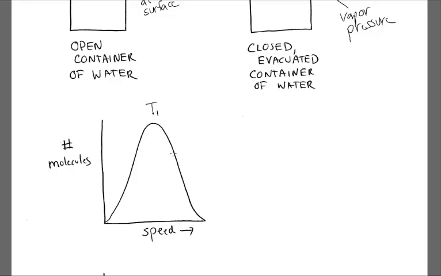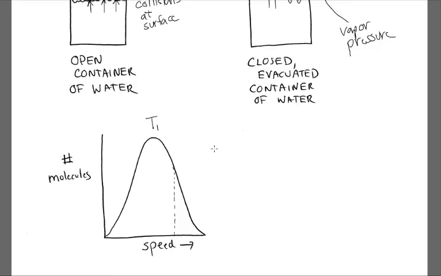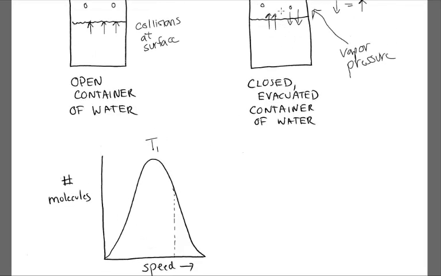And let's say that we pick some speed that a molecule needs in order to have sufficient kinetic energy to break the intermolecular forces and escape the liquid. Okay, so this area here represents all the molecules that have enough speed to break the intermolecular forces. And of course, it's really kinetic energy.